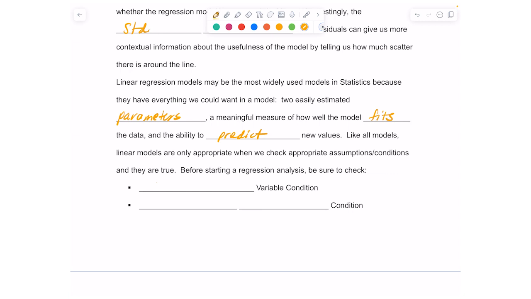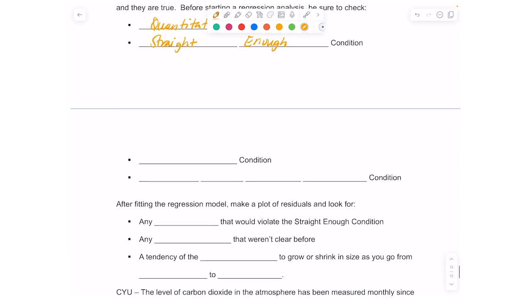And like all models, linear models are only appropriate when we check appropriate assumptions or conditions and they're true, otherwise they're meaningless. Before we start a regression analysis, you want to check the following conditions. So again, make sure you have quantitative variables. You also want to check the straight enough condition, as the book calls it, which just means is the shape of the scatter plot, is the form linear? You want to check the outlier condition.